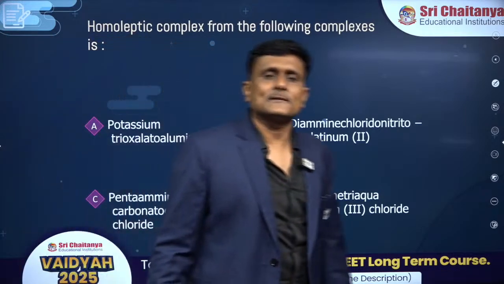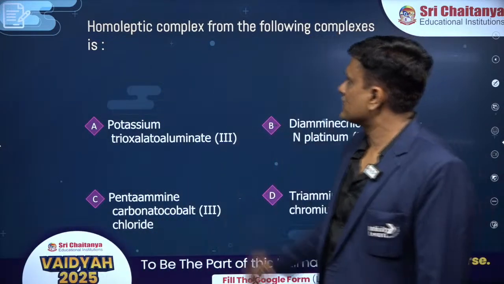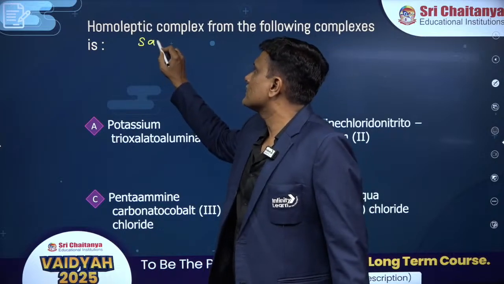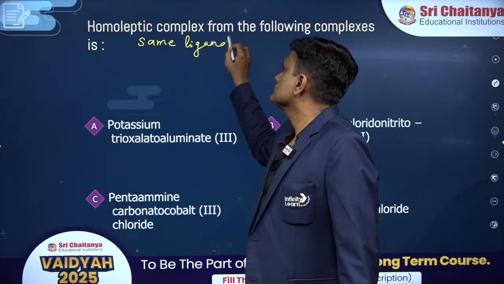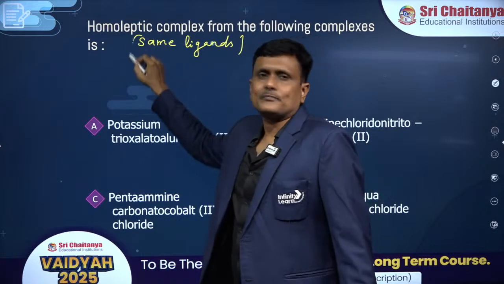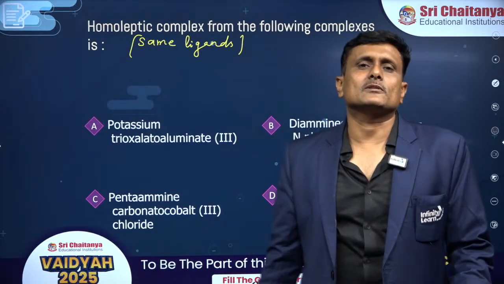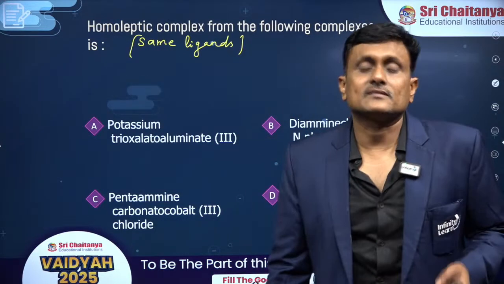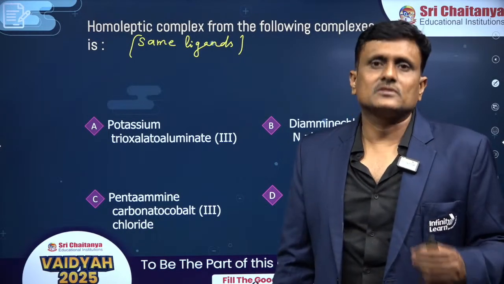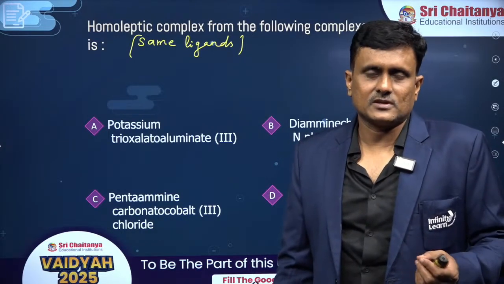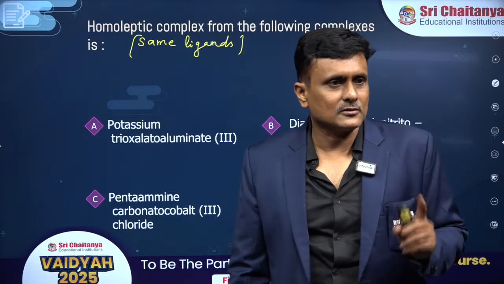Homoleptic and heteroleptic. Homoleptic means what? Same ligands. Opposite to this would be heteroleptic: different ligands, n number might be present. Names are given, so this is in a way a test for your IUPAC nomenclature also.